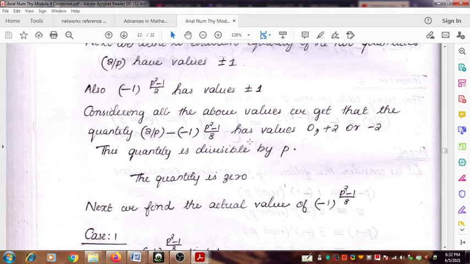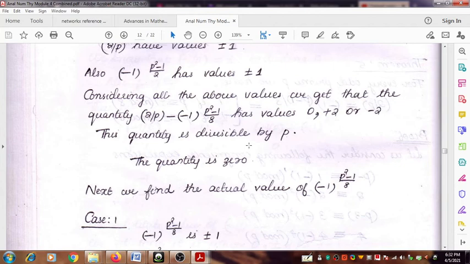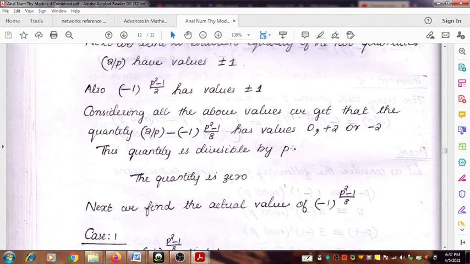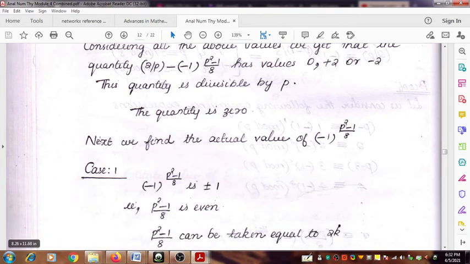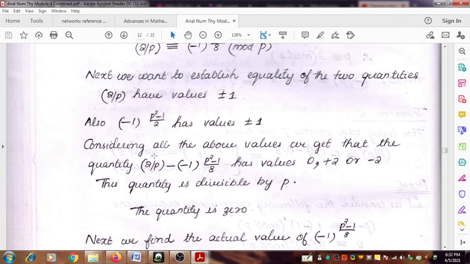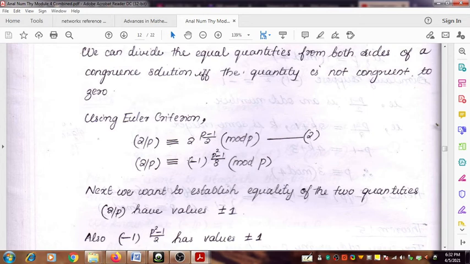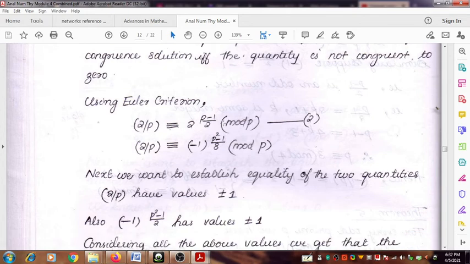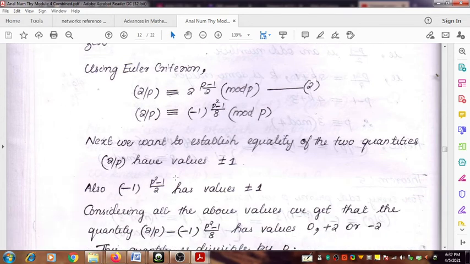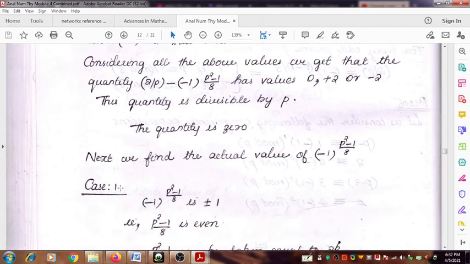Since p is an odd prime, it cannot divide plus 2 or minus 2, so we have to avoid those. Hence the quantity equals 0. Thus finally we get that 2 bar p is equal to minus 1 raised to (p square minus 1) divided by 8.